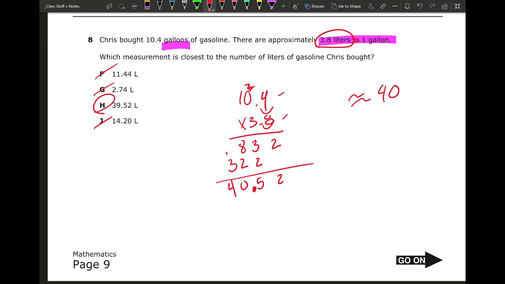So my answer has to be H, because look at the question: closest to. We're still estimating. We didn't even have to do it like that. I was just estimating at the beginning. The actual answer is 40.52, but the closest one is going to be H, 39.52 liters. Again, from customary to metric, you multiply. From metric to customary, you divide.